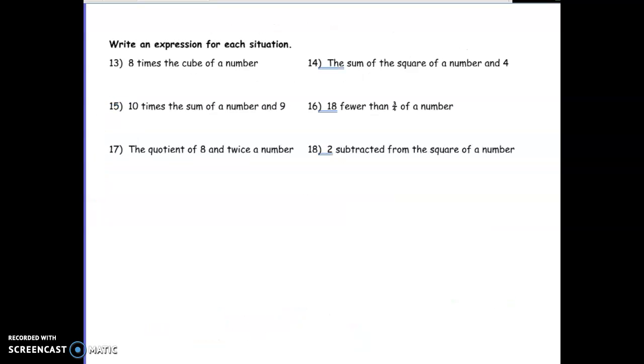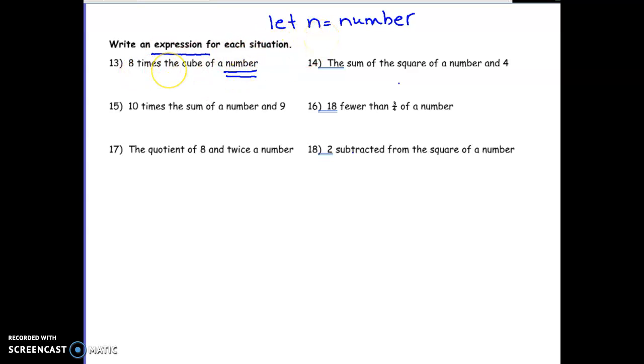Okay, so let's try to break apart some examples here. It says write an expression. Now remember, an expression is not an equation. It doesn't have an equal sign. So we're going to say 8 times the cube of a number. In this case, we don't know what the number is. So our variable, let n be equal to the number. You could let it be x. It doesn't matter what your variable is. I like to use the first letter of what I'm looking for. Number begins with n, so I'm going to use n.